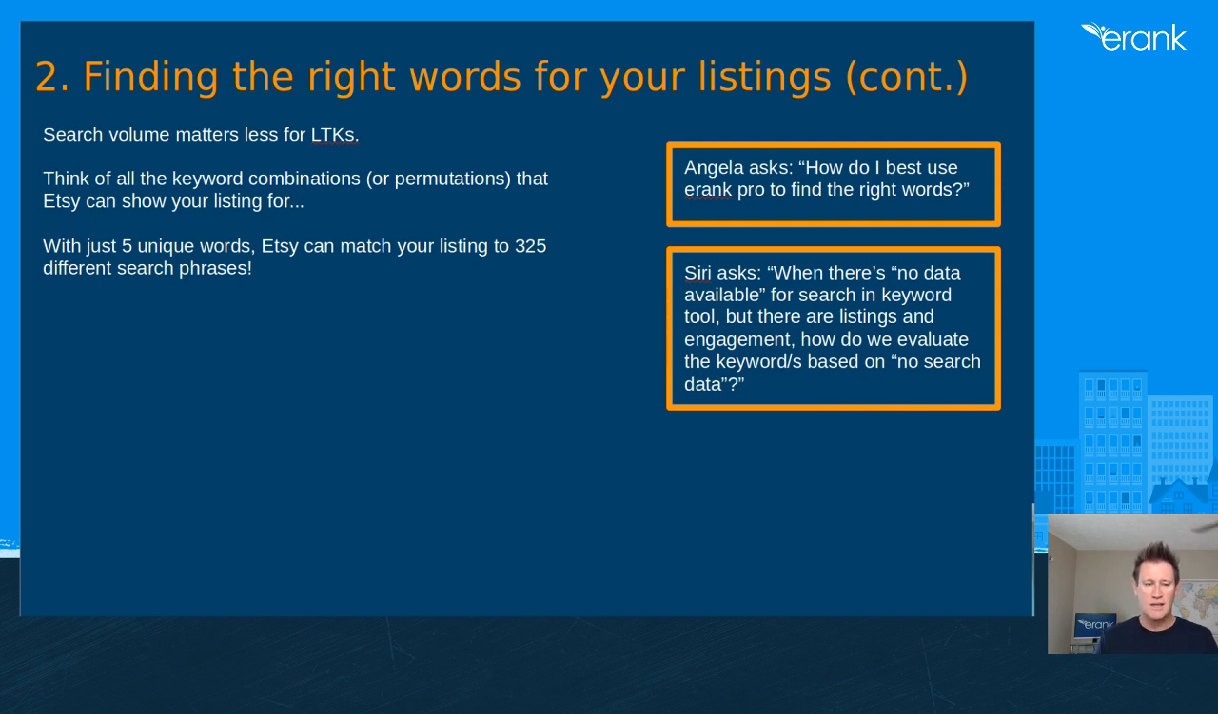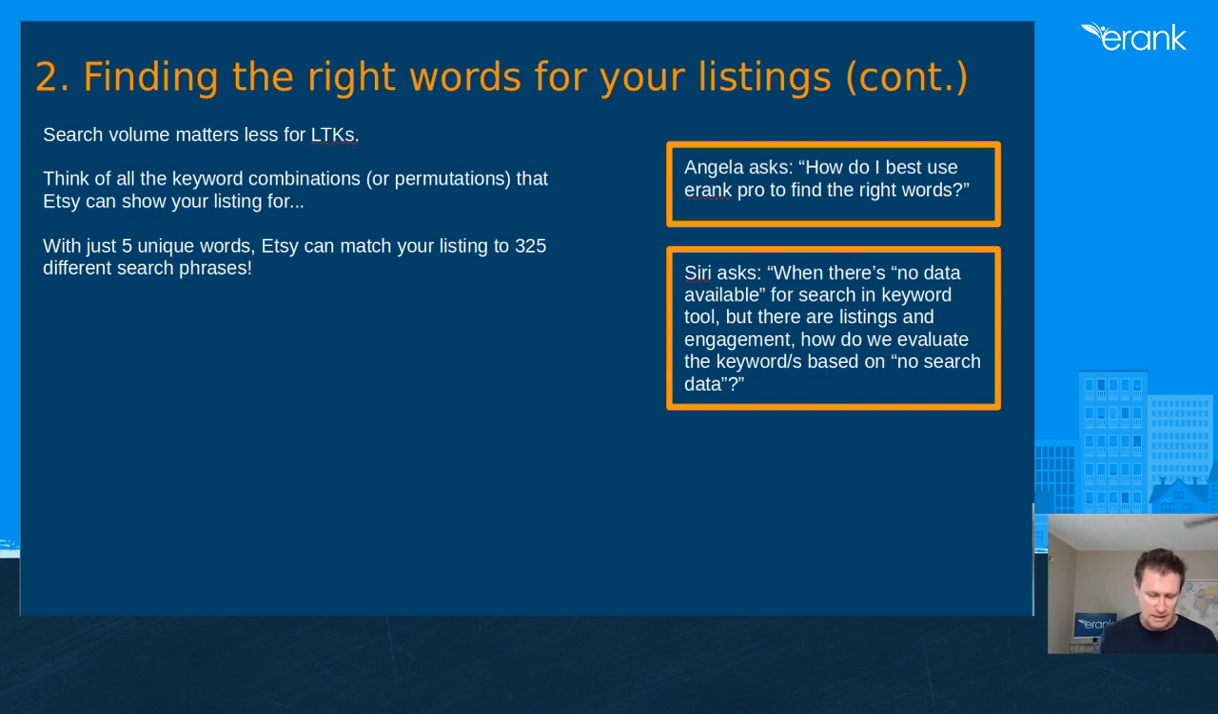Imagine your listing had 5 words in it, just 5 words. Here's the beauty of search engines. They will try and find every possible combination and permutation of those 5 words to try and match you to a buyer. So with just 5 words, there's 325 different permutations or combinations of search phrases that your listing could be matched for. That's with a listing with just 5 words. Imagine that, 5 one-word tags and those same 5 words in the title. That's a lot of combinations already.